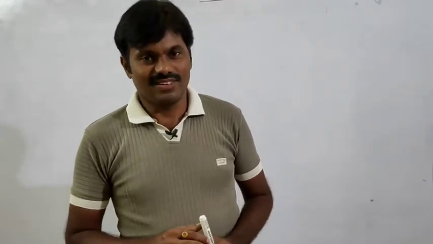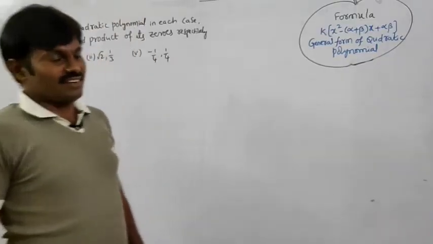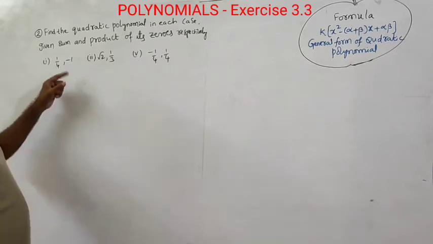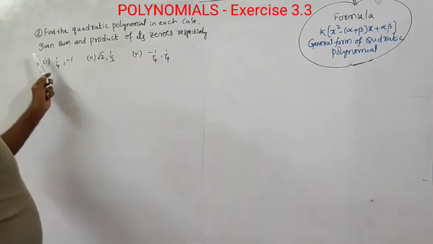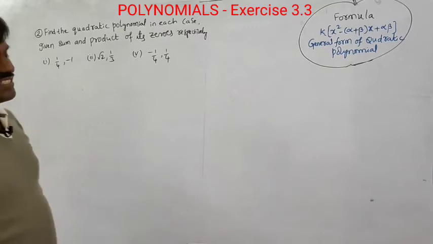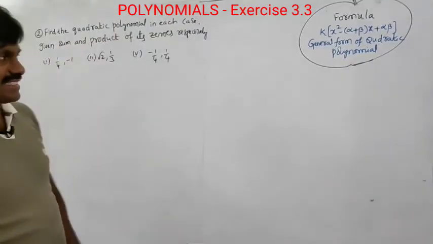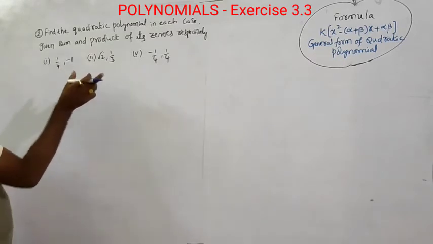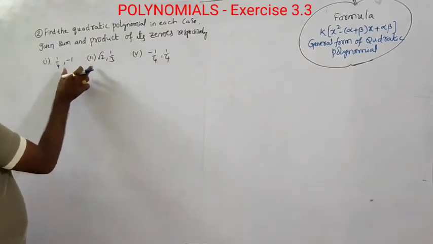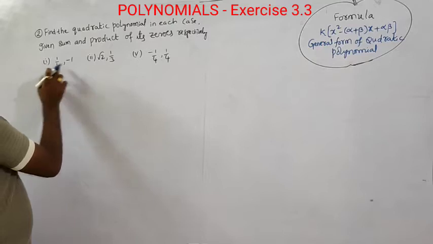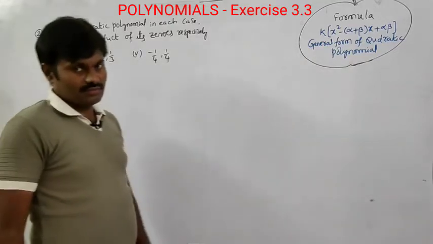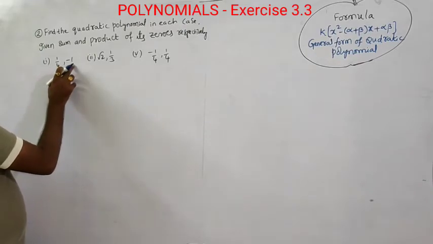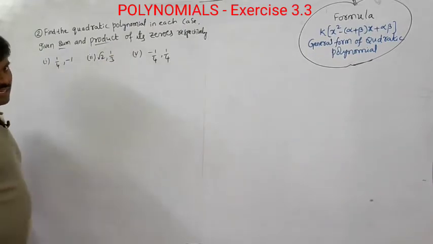Are you ready? Now see the question belonging to exercise 3.3. Find the quadratic polynomial in each case, where the sum and product of its zeros are given respectively. I have taken the first, second, and fifth problems. So here, 1 by 4 is the sum of the zeros and minus 1 is the product of the zeros. That is the meaning.